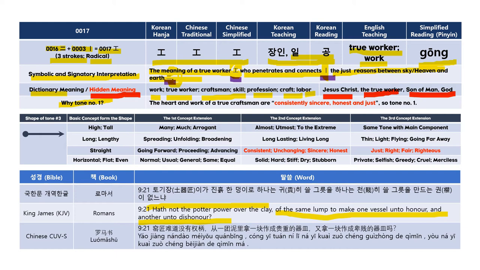Why tone number one? This character has the tone number one value. The heart and work of a true craftsman are consistently sincere, honest, and just. So tone number one: consistent, unchanging, sincere, honest, and just. Okay, so we can remember this character has tone number one value. Gong, gong, gong.